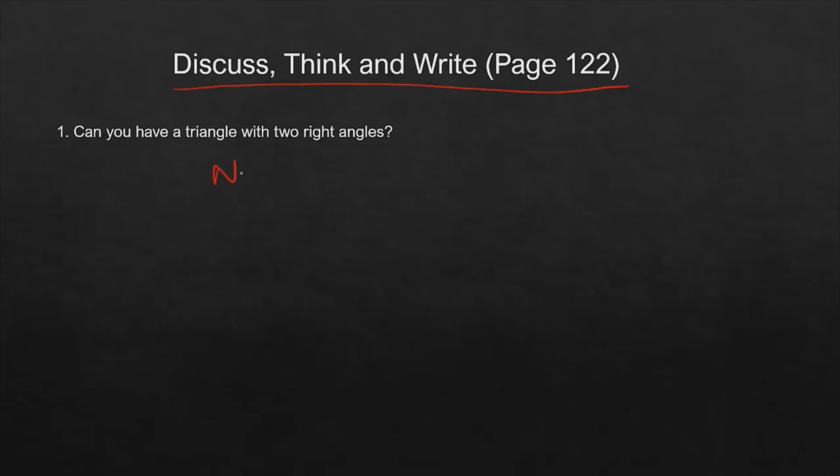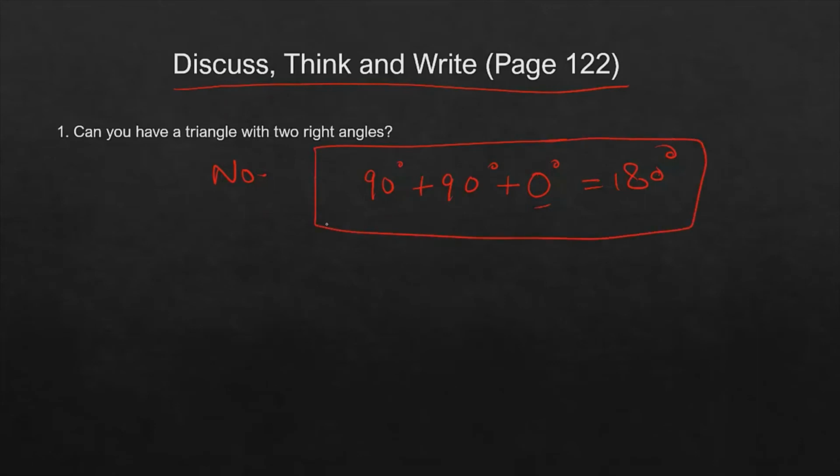No. Why? Because one right angle is of 90 degrees, and if we make another right angle of 90 degrees, that leaves no space for the third angle, which would have to be a 0 degree angle to total 180 degrees. The sum of three angles is always 180 degrees in a triangle. But here, if we make two right angles, then how can we accommodate the third angle in these 180 degrees? So the answer is no.